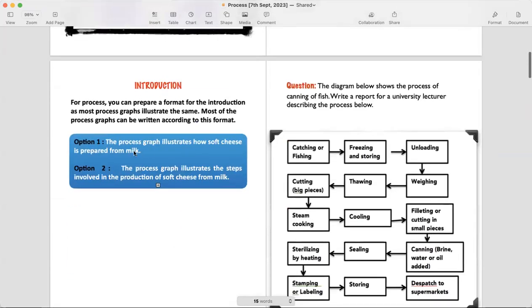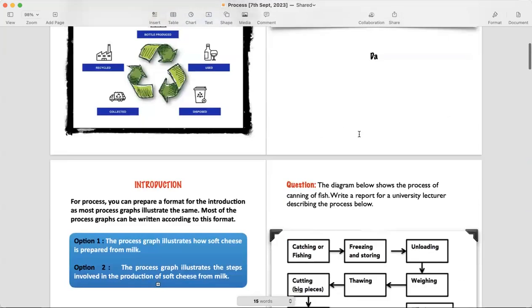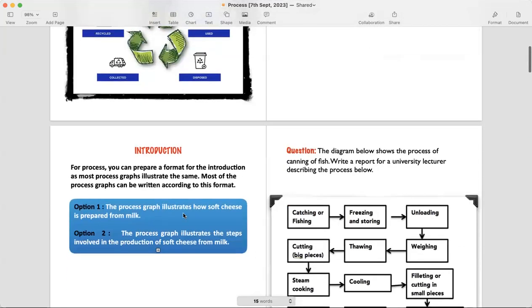So I wrote, the process graph illustrates how soft cheese is prepared from milk. I made minor changes here. How soft cheese is made. Instead of made, I wrote the word prepared. And something I took from the diagram, it says milk. So I came to know soft cheese is made from milk. So I wrote how soft cheese is prepared from milk. That's as simple as that.